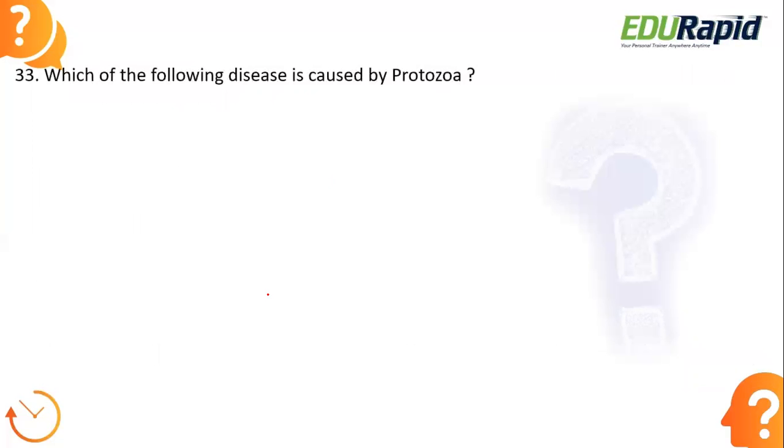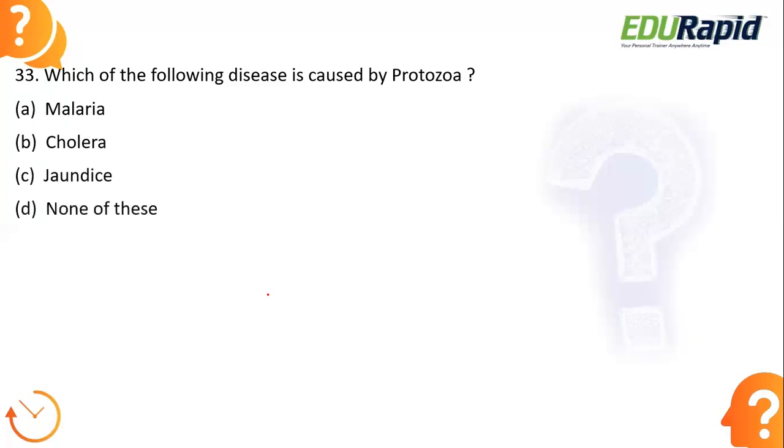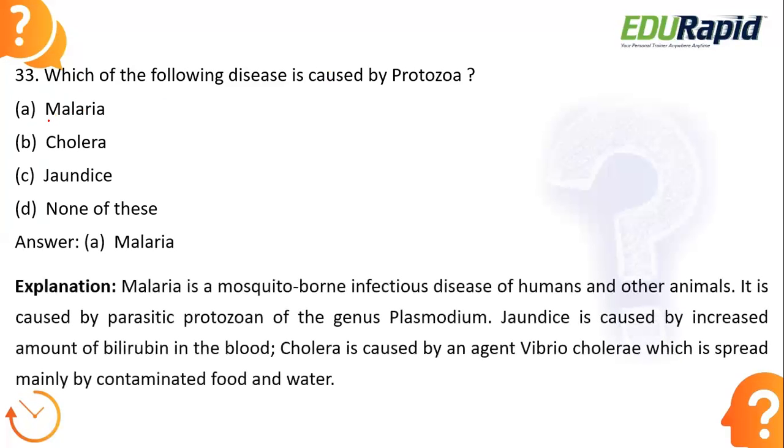And the last question here: which of the following diseases is caused by protozoa? Malaria, cholera, jaundice, or none of these. And here the right answer is option A, malaria. Malaria is caused by protozoans, and mosquitoes act as a vector to carry them.